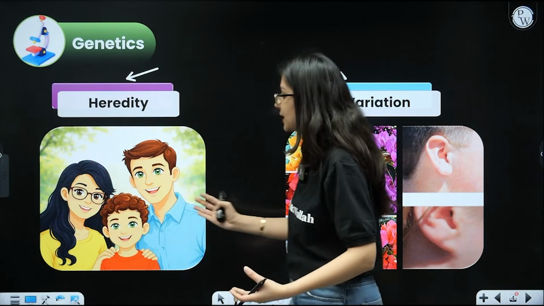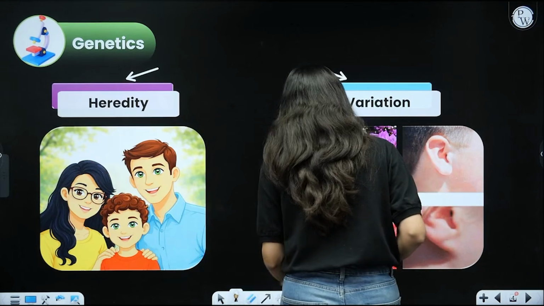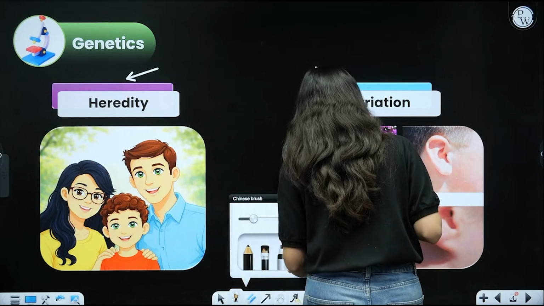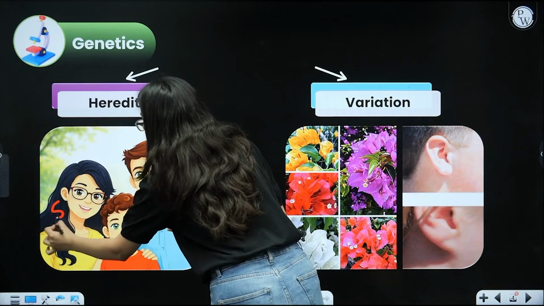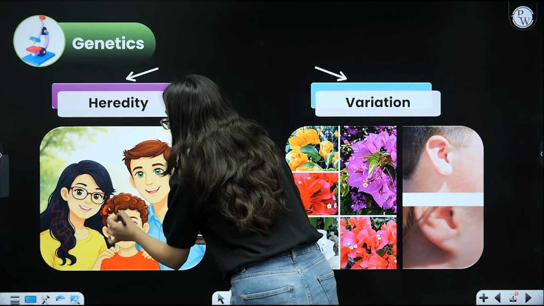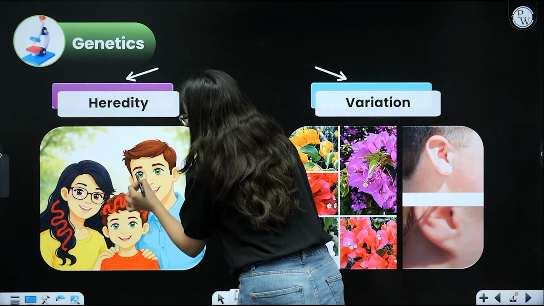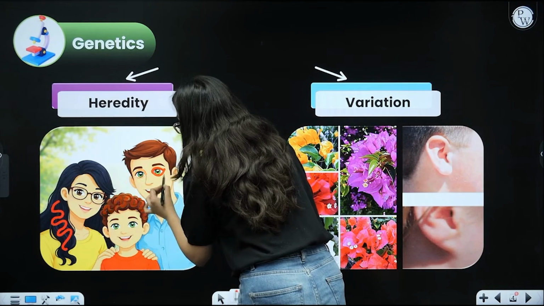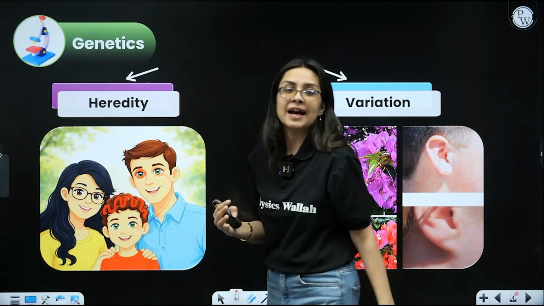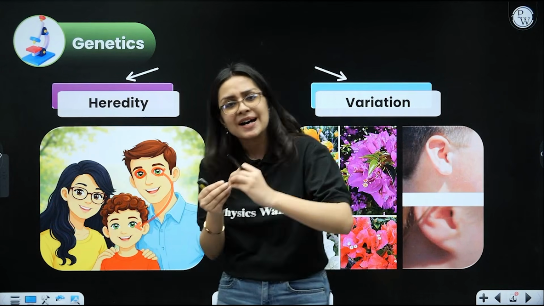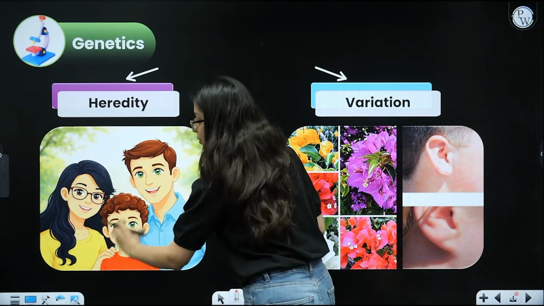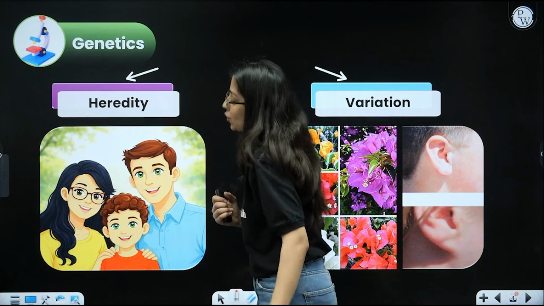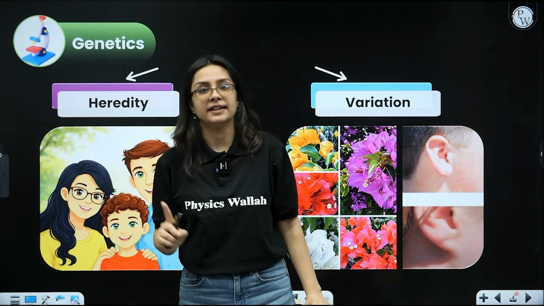As you can see in the image, over here is a boy who has got some of the characteristics from the mother as well as from the father. The mother has curly hair, so the boy obviously also got curly hair. The father has green eyes, so the boy also got green eyes. That means something has been passed on from one generation to the next generation. That is called heredity.